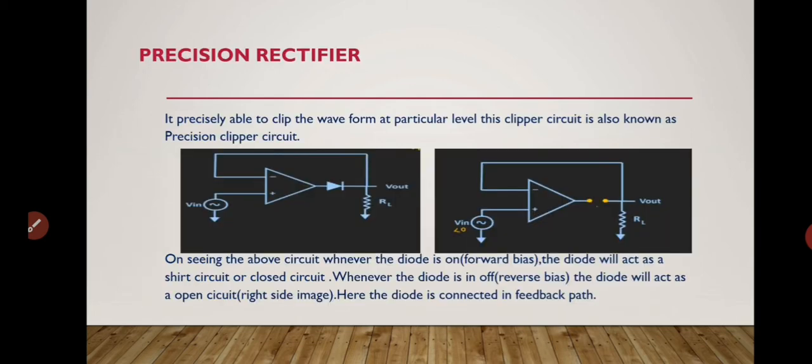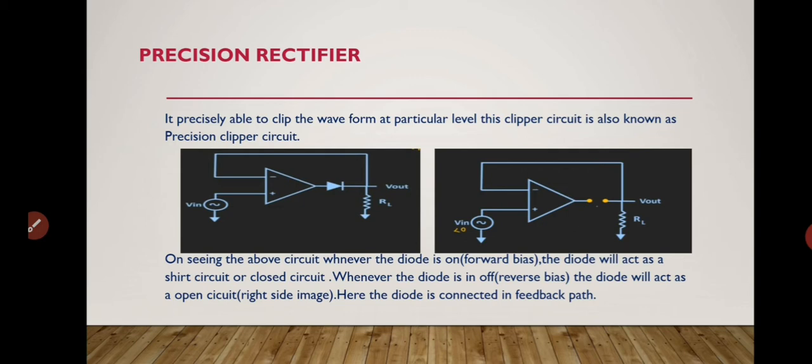Before we see the clipper, you have to know about the precision rectifier. A precision rectifier is able to clip the waveform at a particular level. This clipper circuit is also known as a precision clipper circuit. On seeing these two circuits, whenever the diode is on, that is forward bias, the diode will act as a short circuit or closed circuit. Whenever the diode is off or in reverse bias condition, the diode will act as an open circuit.